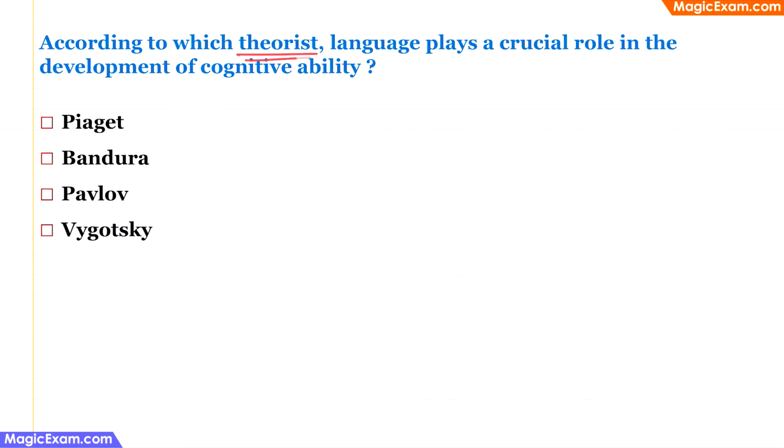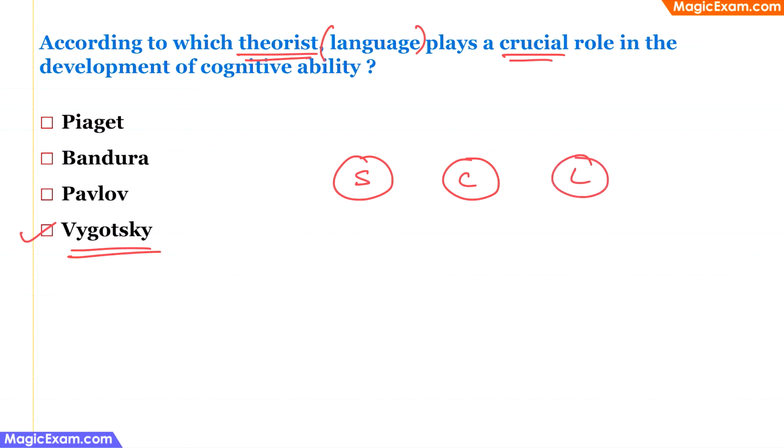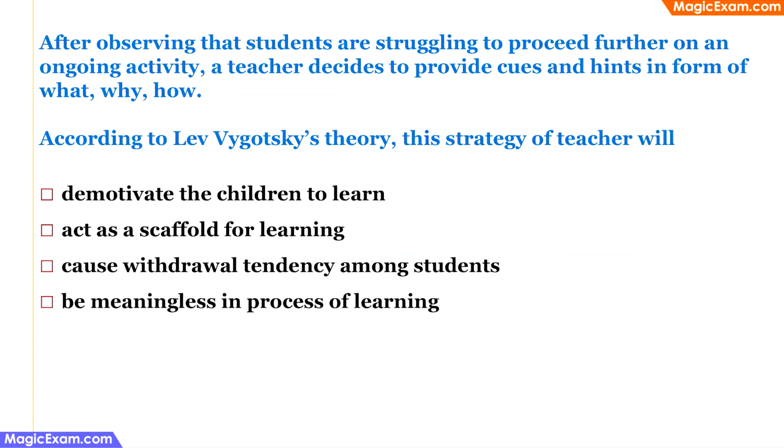According to which theorist, language plays a crucial role in the development of cognitive ability? Now, as soon as you see language, you can identify that we are talking about Vygotsky here, which is the correct answer, because Vygotsky says that social factors, cultural factors, and linguistic factors or language are the three critical factors which play a crucial role in the development of cognitive ability.